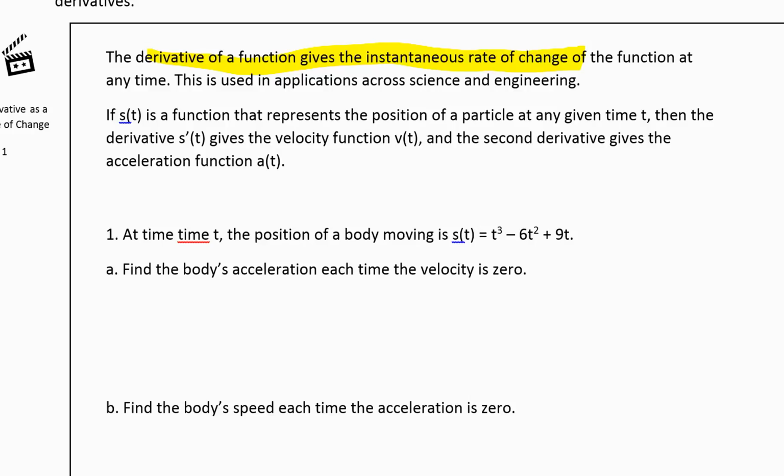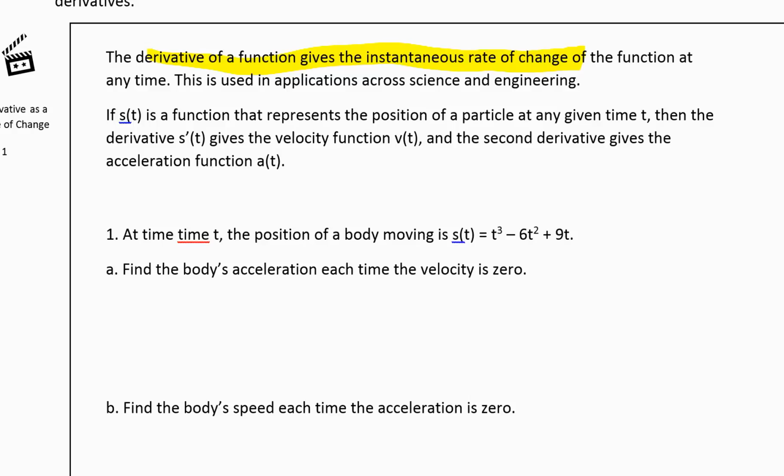Okay, so before in algebra, where you've done something like distance equals rate times time, you've actually been using an average rate. You've had to assume that something is moving at exactly the same speed. But we know in real life, a lot of times things don't move at the same speed the whole time. So derivatives will allow us to account for that and find an instantaneous rate of change.